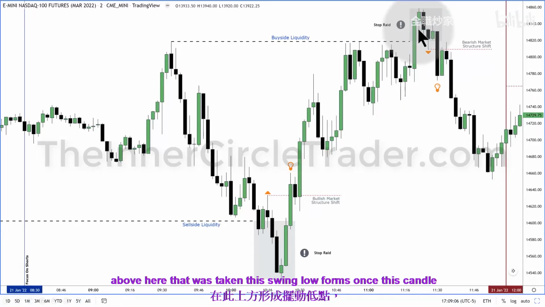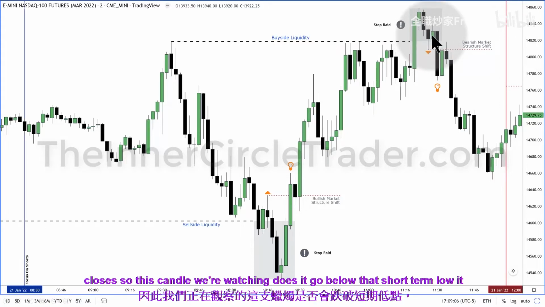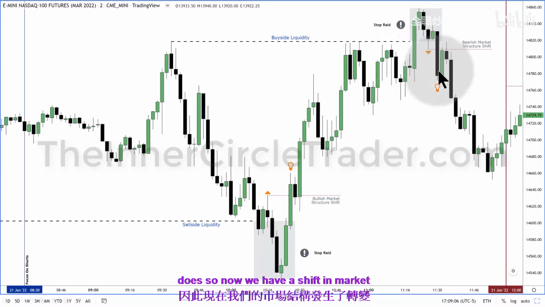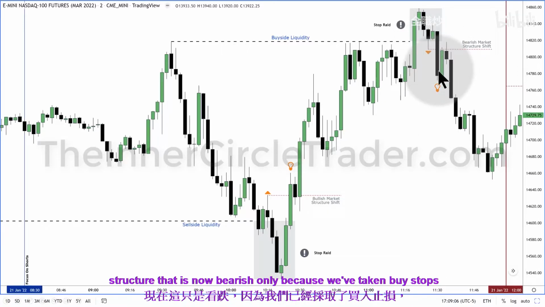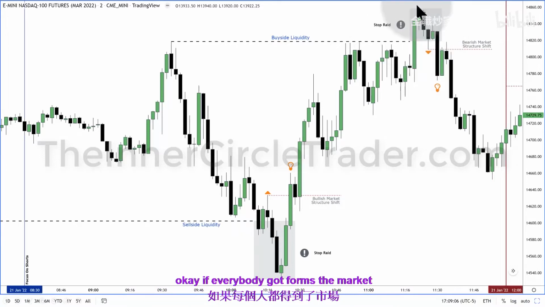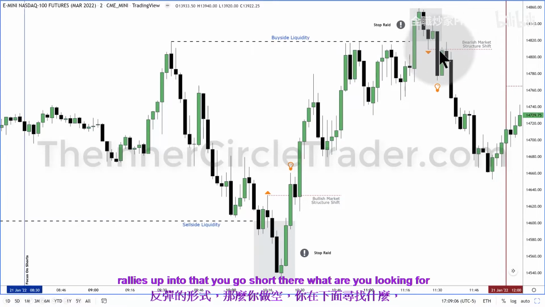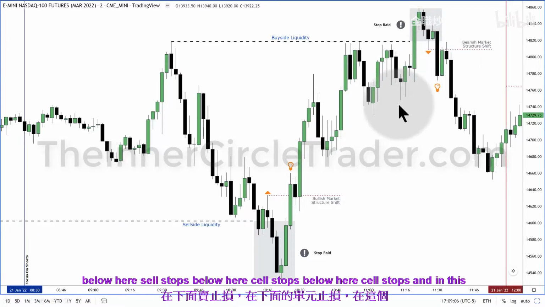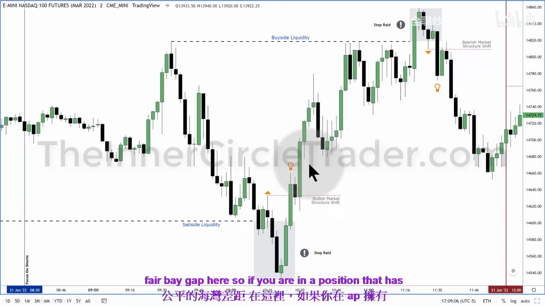So the buy stops above here that was taken, this swing low forms once this candle closes. So this candle we're watching, does it go below that short-term low? It does. So now we have a shift in market structure that is now bearish, only because we've taken buy stops. Okay? Fair value gap forms. The market rallies up into that. You go short there. What are you looking for? Below here, sell stops. Below here, sell stops. Below here, sell stops. And in this fair value gap here.